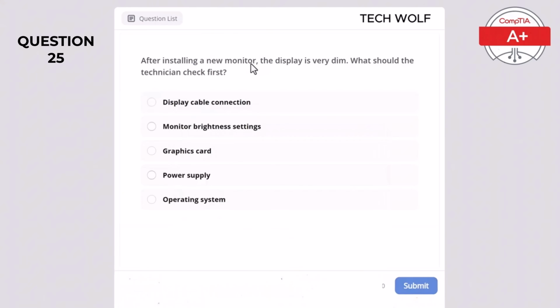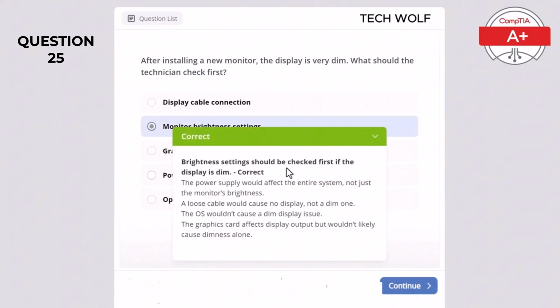After installing a new monitor, the display is very dim. What should the technician check first? Display cable connection, monitor brightness settings, graphics card, power supply, or operating system. And correct answer here is monitor brightness settings, as brightness settings should be checked first if the display is dim.